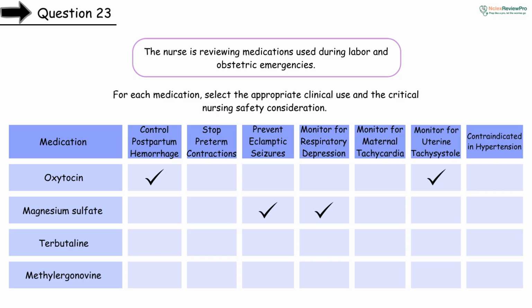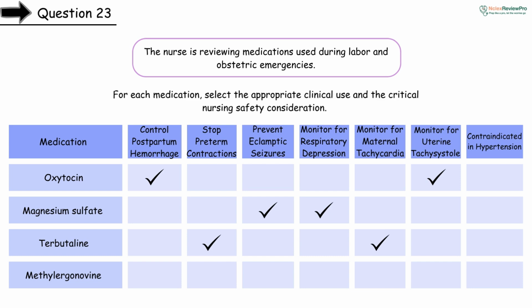Next, terbutaline. Terbutaline is a tocolytic. It relaxes uterine smooth muscle and is used to stop preterm contractions. But because it stimulates beta receptors, it can increase heart rate. So the key safety concern is maternal tachycardia.